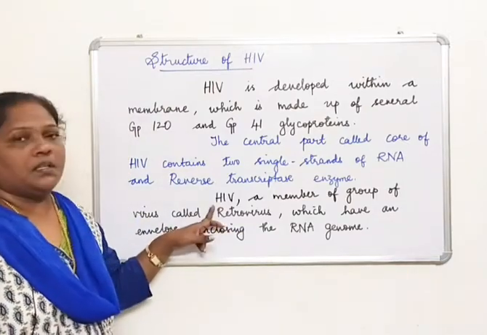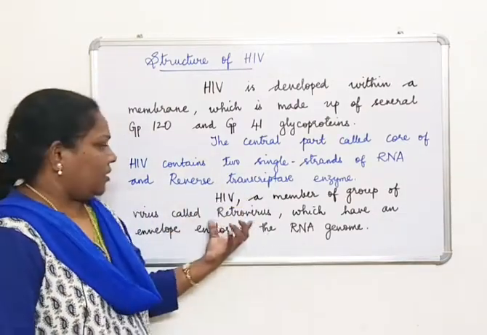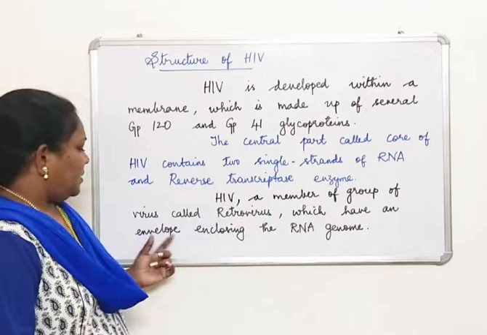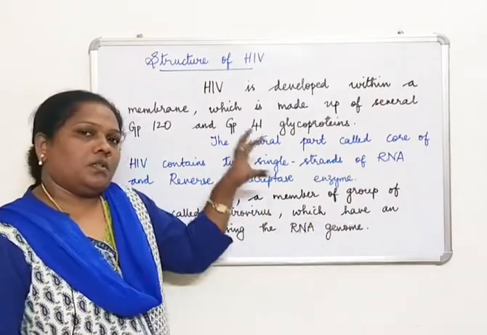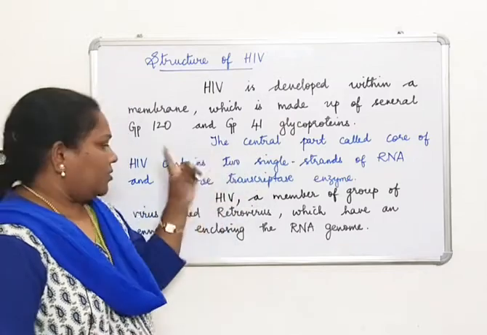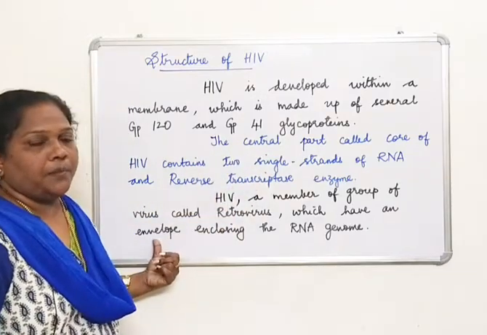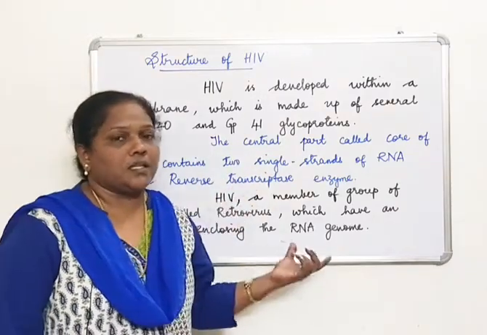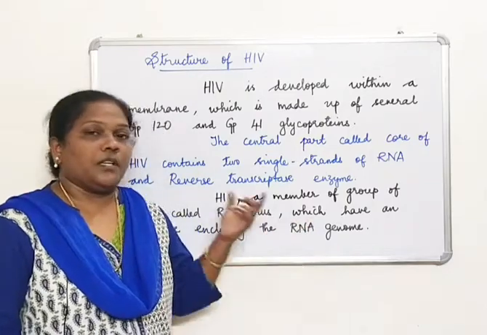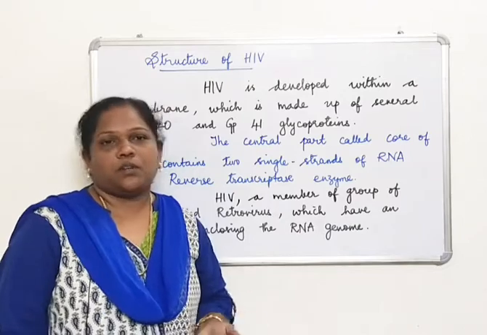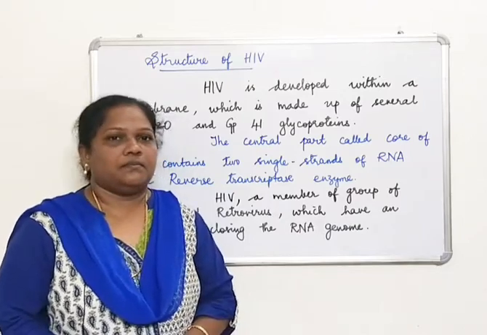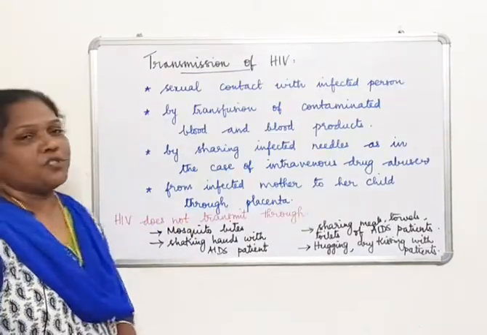This HIV belongs to a group called retrovirus. It has an envelope, which encloses the RNA genome. So the genetic material is present inside, enclosed by a membrane called the envelope. So HIV is also called an enveloped virus. If the envelope is present, it is called an enveloped virus, and if the envelope is absent, it is called a non-enveloped virus.